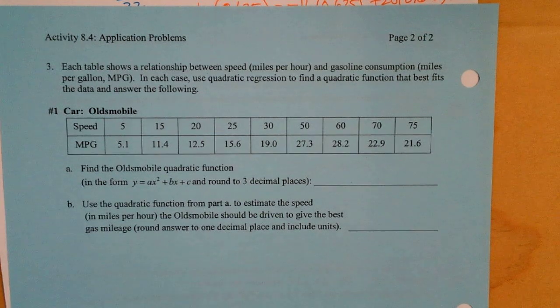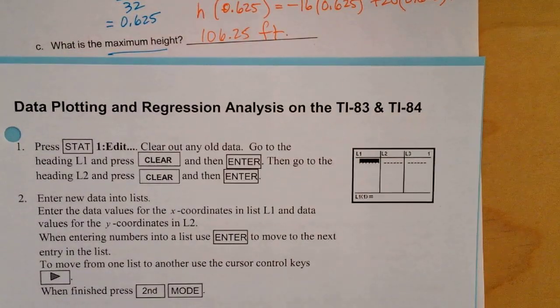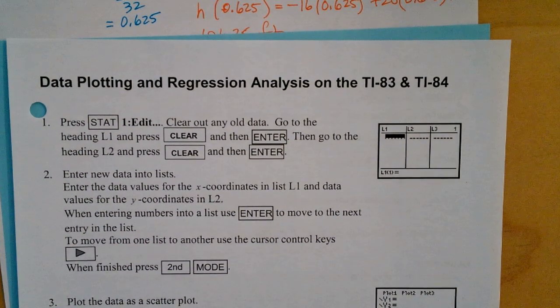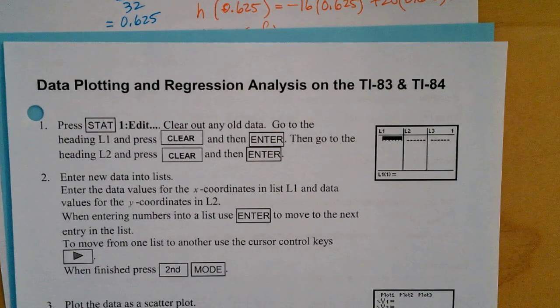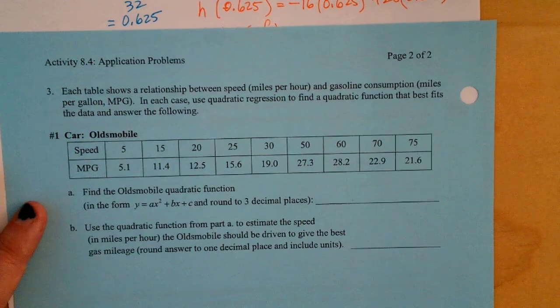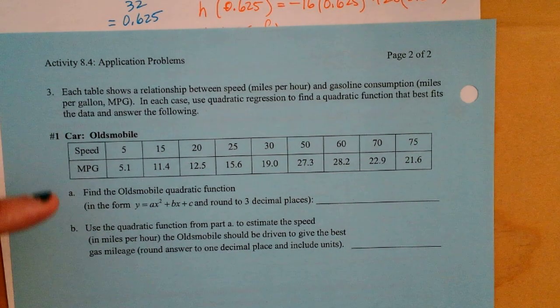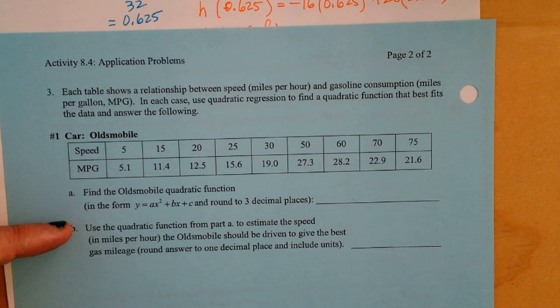All right, so now in this lesson, we're going to talk about regression. And I gave out these instructions on how to plot data using the calculator. And then the regression, basically what it means is, okay, we had an equation. The equation gave us a table. What if we actually only had a table and we wanted to come up with what the equation was?